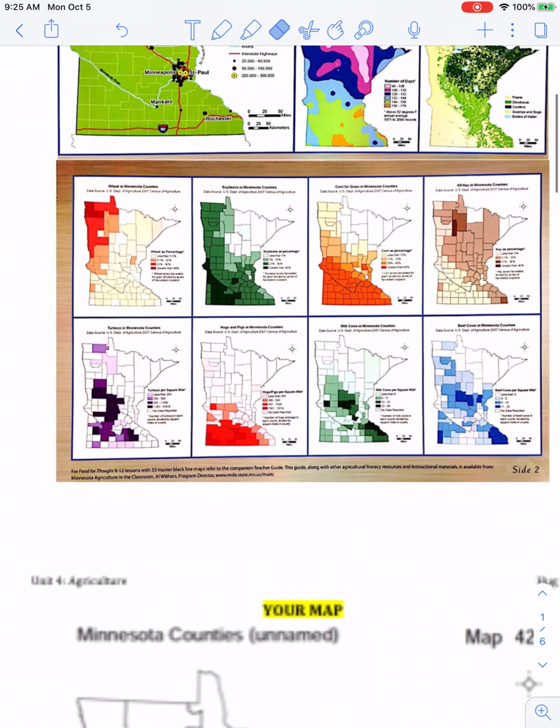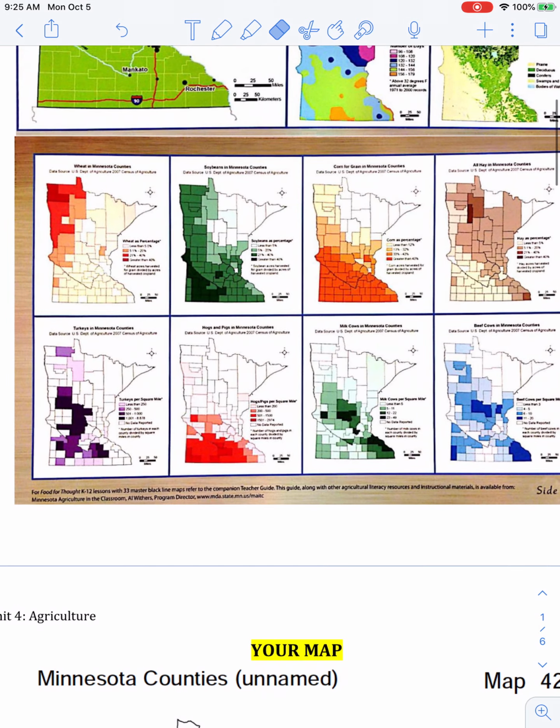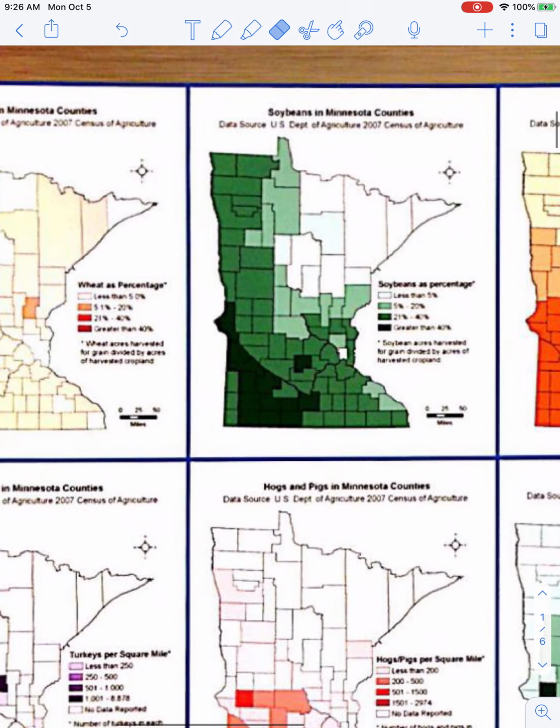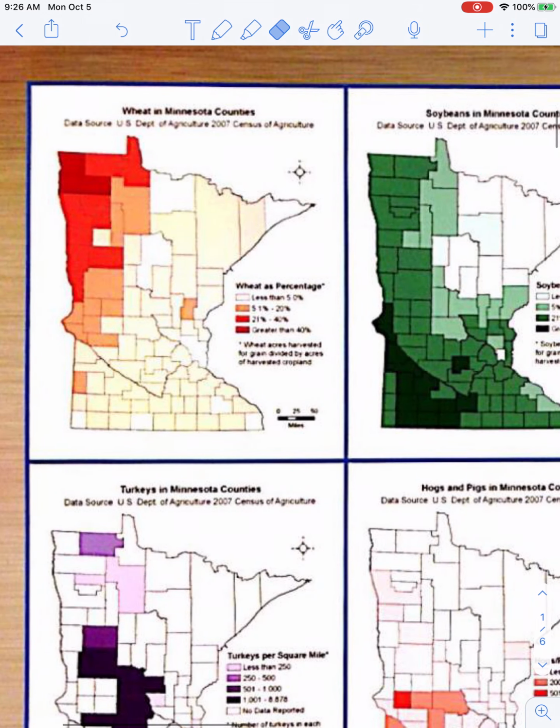The back side of the placemat, and this is what we'll use the most, we have 8 maps of different crops that are grown in Minnesota. And since we're looking at von Thunen's theory, we're going to be looking at what types of crops are grown in each county in Minnesota, or where are the greatest numbers of these crops grown.